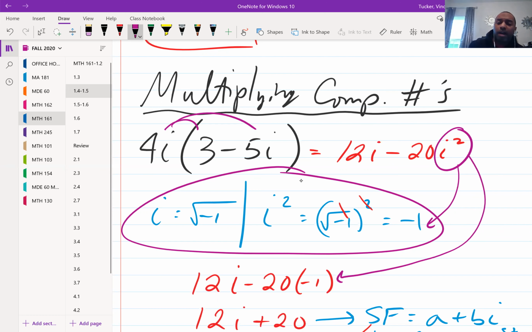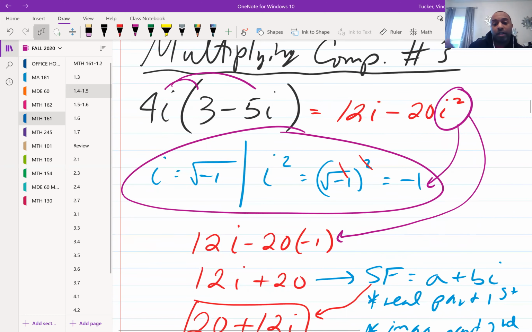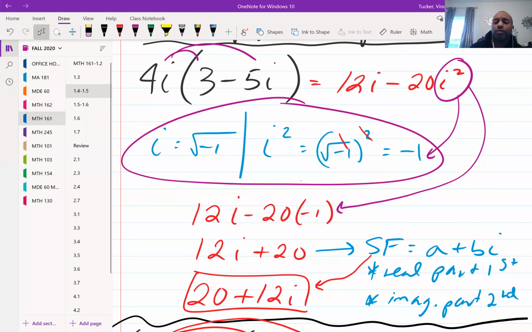So that means we have 12i minus 20 times -1. That -1 times -20 will be a positive 20. And then when you're talking about standard form, your real part is always written first, imaginary part is written second. So if I'm not mistaken, MyMathLab does hold you to the standard form. In other words, if you put the imaginary part first and then the real, I believe it will say it's not in standard form. But if not, then it's all good. Standard form is the real part first, imaginary part second.